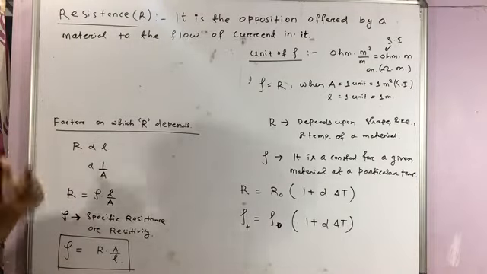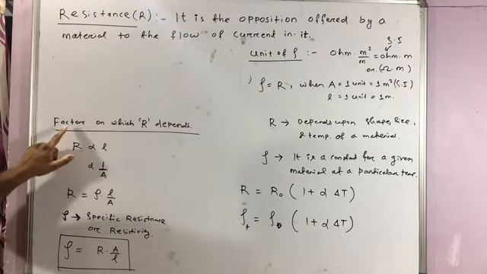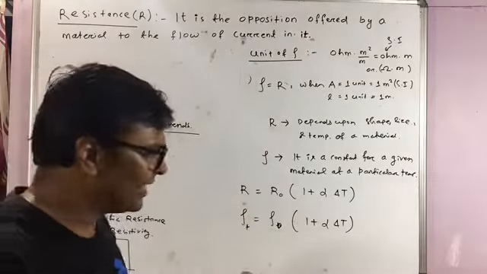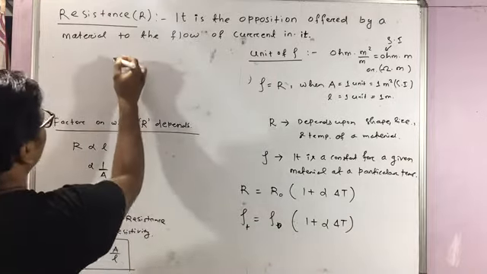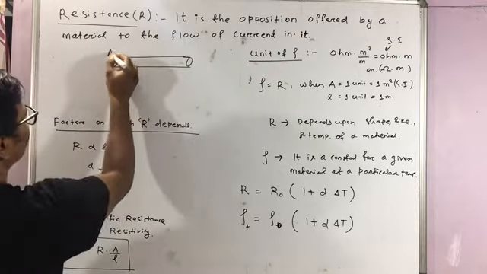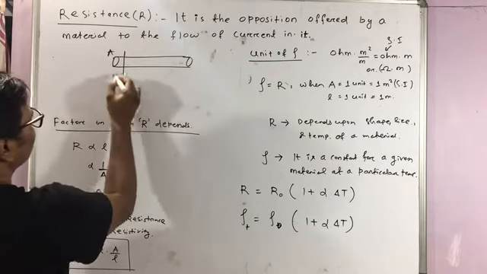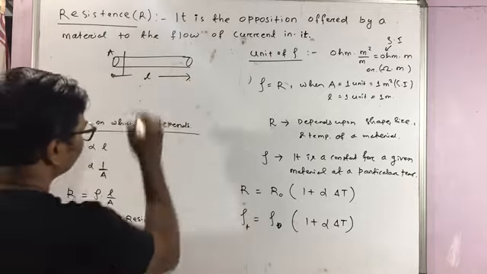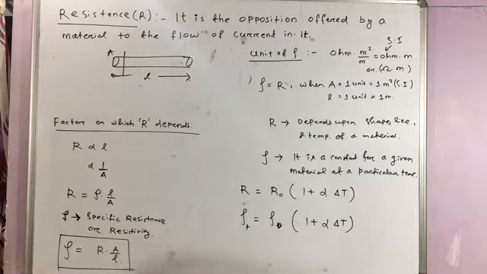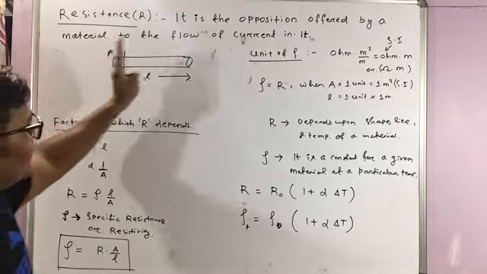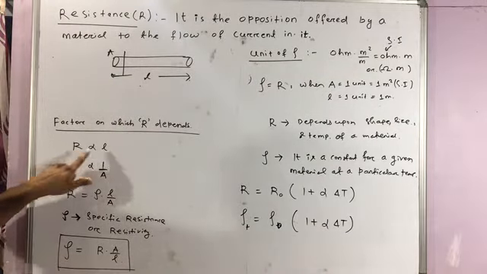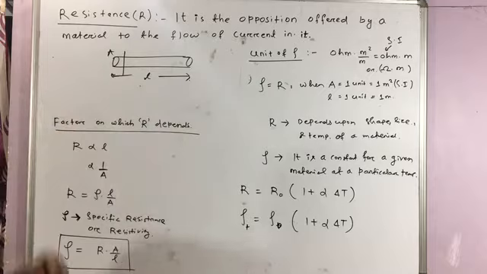Now let us see what are the factors on which the resistance depends. Suppose you have a conductor whose length is L and area of cross section is A. Suppose you have a conductor whose shape is like this. For simplicity, its area of cross section is A and its length is L. Factors on which R depends: suppose the temperature of that material is fixed at a particular point. So at a particular temperature, the resistance is directly proportional to the length of the conductor.